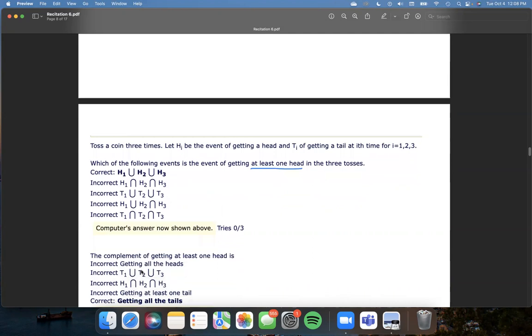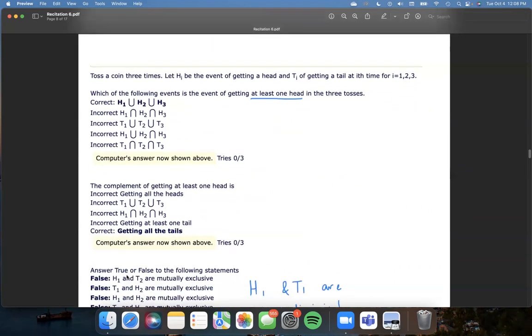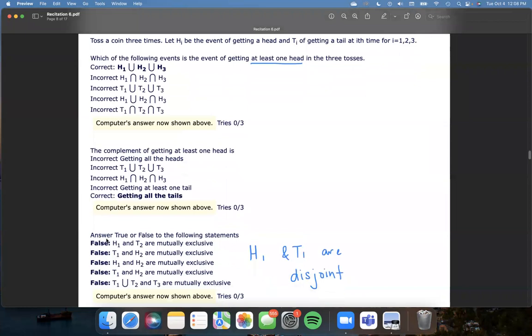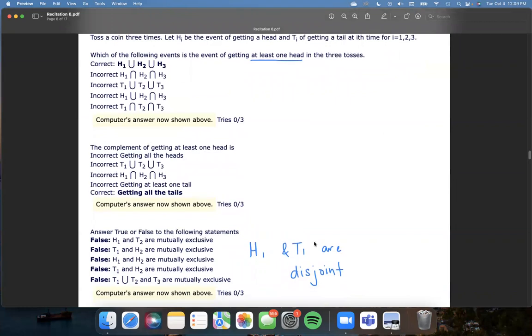All right, so the complement of getting at least one head is getting all tails. And we're going to say true or false for the following statements. So keep in mind that H1 and T1 are disjoint, meaning in the first coin flip, you can't have a head and a tail. So they're mutually exclusive, or disjoint. H2 and T2 are disjoint because for the second flip, you can't have both heads and tails, and so on and so forth. So let's keep that in mind when we go through these.